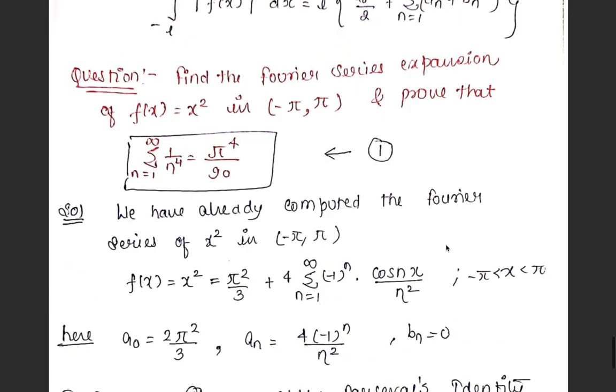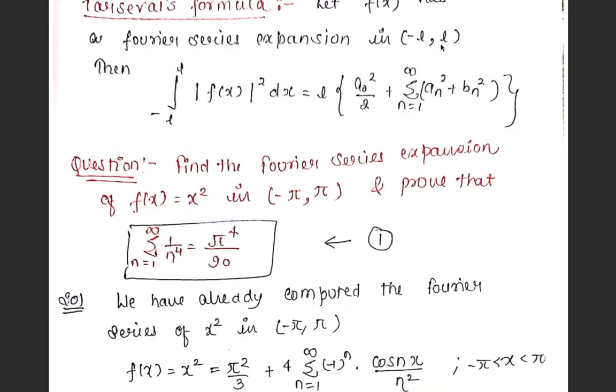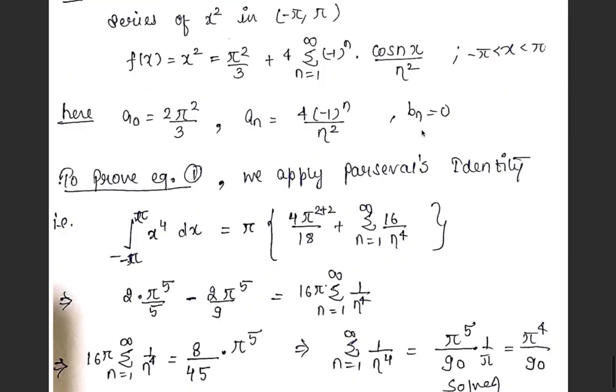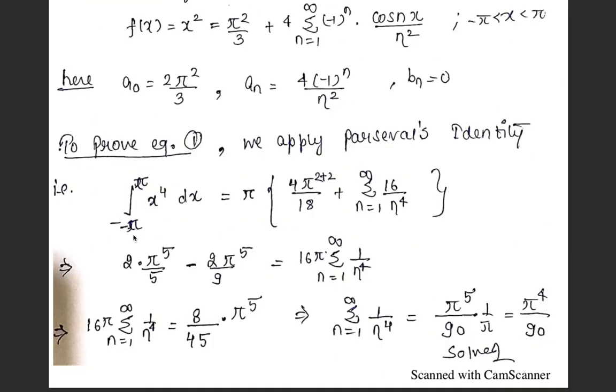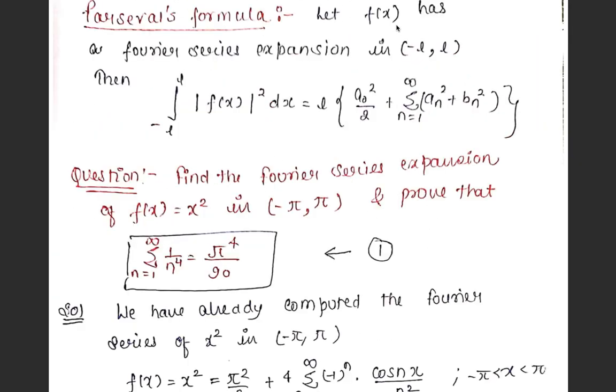Note that Parseval's identity is given by this expression. So we are just substituting all these terms in Parseval's formula. f is known to us, a0, an, bn, all these terms are known to us. So let us substitute one by one. Minus L to L, L is pi. f of x is x square, so mod f(x) square becomes x to the power 4, is equal to L, L is pi. You can see here. Then a0 square by 2.